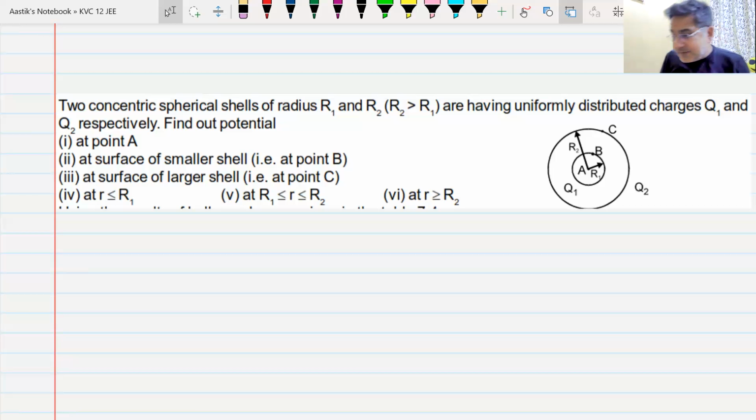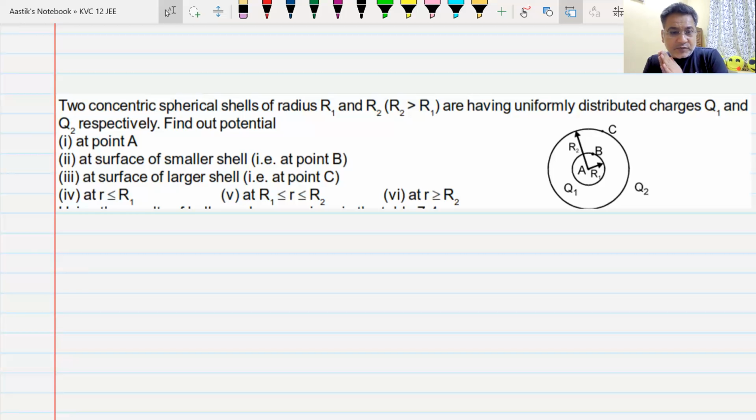Two concentric shells. Remember, there could be three as well. The concept remains the same. These 2 or 3 concentric shells are going to come from now onwards, because we are going to get into capacitors and so on. So these types of shells are going to come. Two concentric spherical shells of radii R1 and R2, R2 more than R1, are having uniformly distributed charge Q1 and Q2.